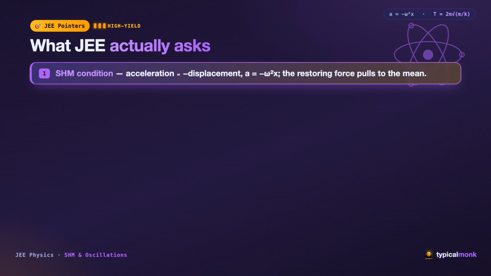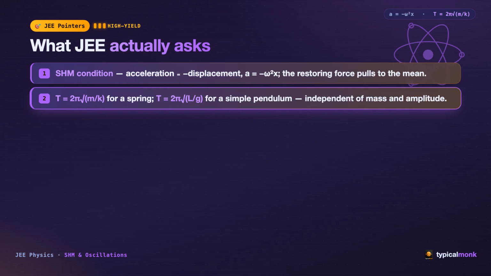Now what JEE actually asks. Five pointers. 1. The SHM condition. The acceleration is proportional to minus the displacement, equals minus omega squared x. The restoring force pulls to the mean. 2.